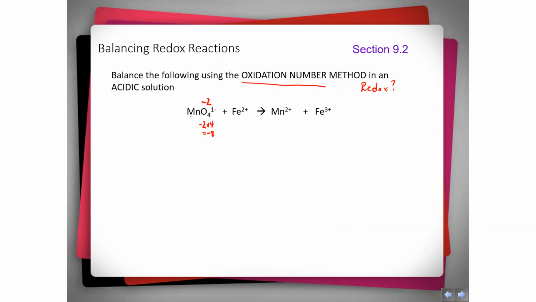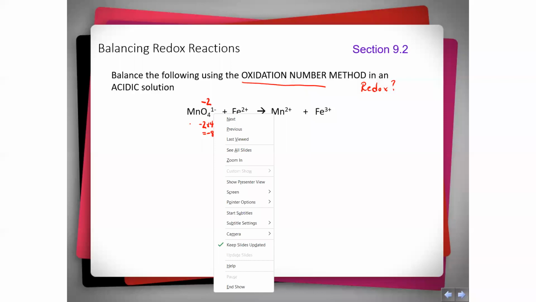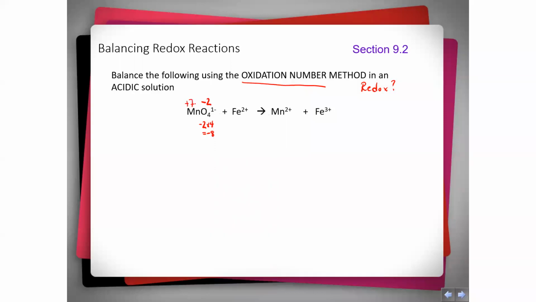And I have a manganese here. What does my manganese have to be to leave this -1 charge? Well, my manganese will need to be +7. So that's how I figure that guy out. Iron here is a +2 charge. Its oxidation number will just be its charge. Manganese will just be its charge. And here, iron will just be its charge there.